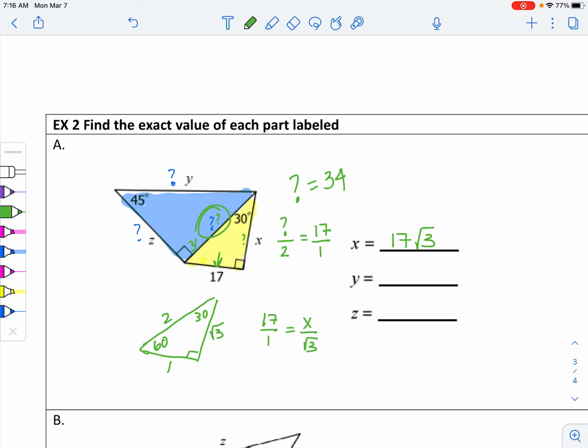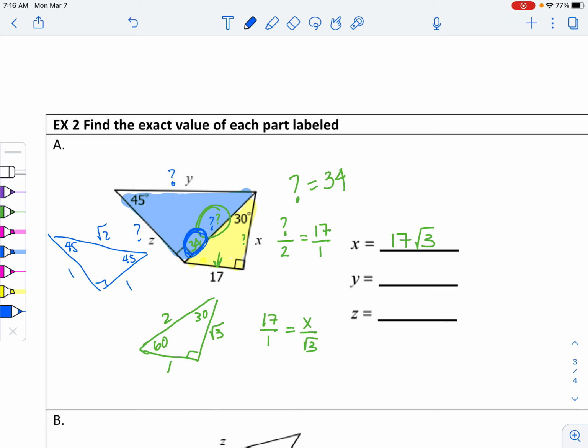Once I know that reflexive side is 34, that gives me the information that I need in order to start my blue triangle. So my blue triangle orientation, I'm going to draw it right next to us. It's a 45, 45, 90. So I've got 1, 1, square root 2. But now that I know that this side right there is side length of 34, that's going to help me solve for z and y.